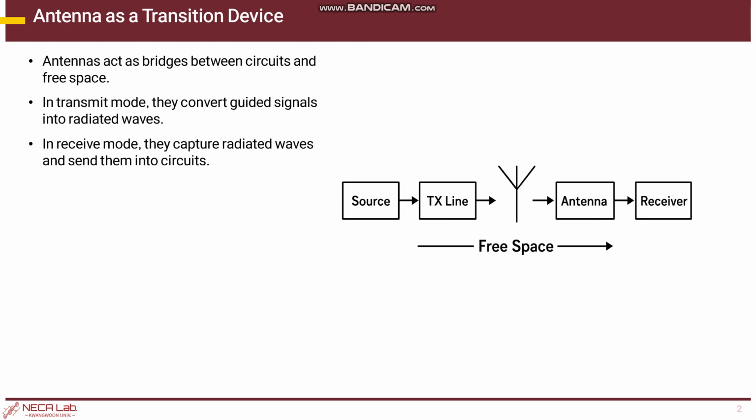Here, antennas work as a bridge between circuits and free space. When transmitting, they take guided signals from the circuit and turn them into radiated waves. And when receiving, they do the opposite, capturing waves from the air and sending them into the circuit. This diagram shows the full flow from the source through the transmission line, antenna, free space, and finally to the receiver.